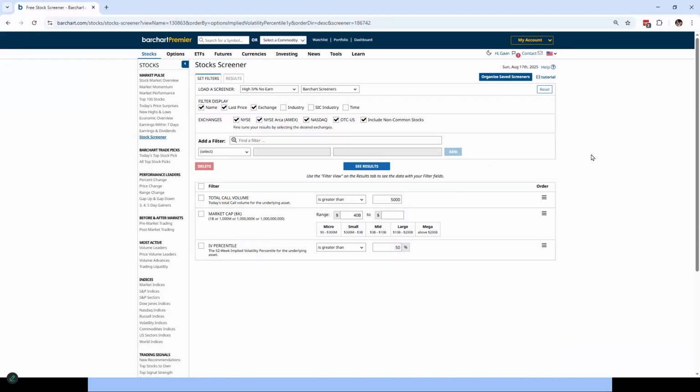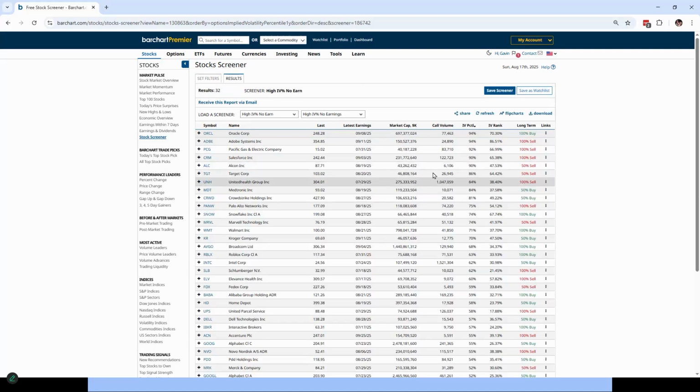One screener that I'd like to run is at barchart.com, and here I'm just filtering for stocks with good option volume, a market cap above 40 billion, and an IV percentile above 50%. So let's take a look at the results. We can see here we're getting a lot of results for stocks above 50% IV percentile in this case, rather than IV rank. A lot of these have got earnings coming up. So we can see here Target's reporting earnings this week, CrowdStrike next week, Palo Alto this week.